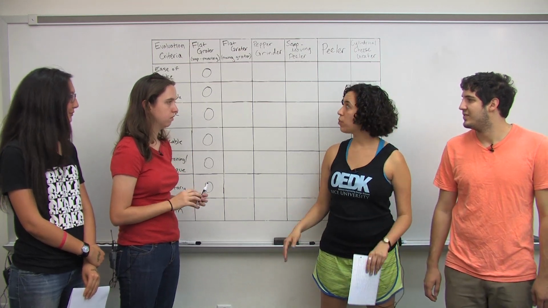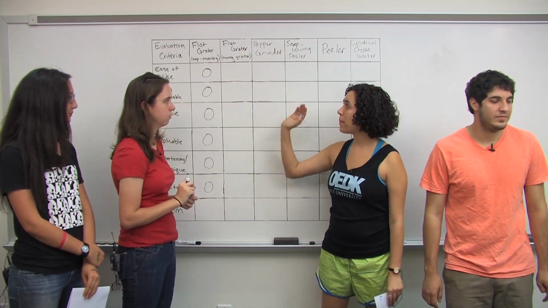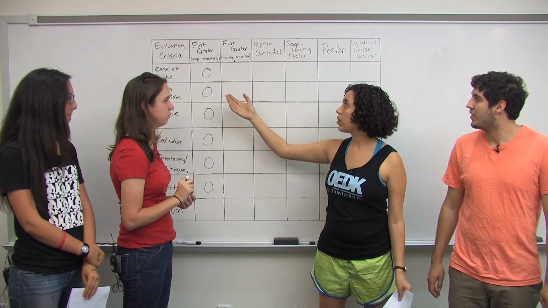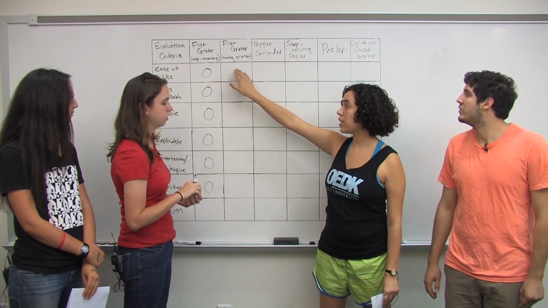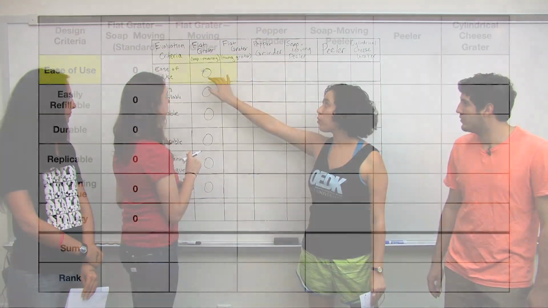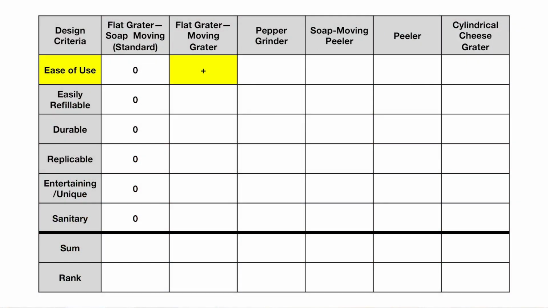Next, you want to evaluate the rest of your solutions based off of the standard. So for example, if we think the flat moving grater is easier to use than the flat soap moving grater, we would put a plus. Likewise, if we think the pepper grinder is harder to use than the soap moving flat grater, we would put a minus. And finally, if we think the soap moving peeler is about the same to use as a soap moving flat grater, we would put a 0.